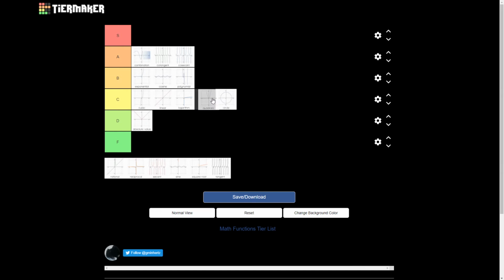Quadratic, you know, you got x squared in there. That's neat. It's either an upward U or a downward U. Not really original, I'd have to say, but it's trying to be. I don't even think quadratics are as cool as linear. Yeah. C tier. Right in the middle there.